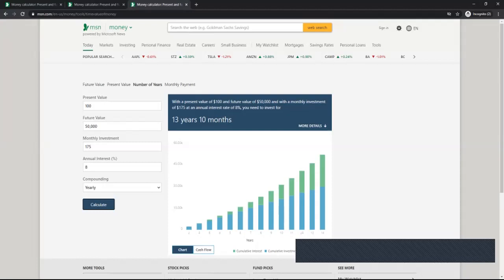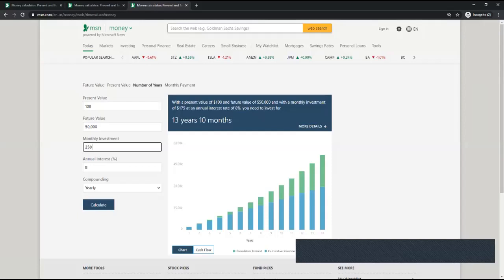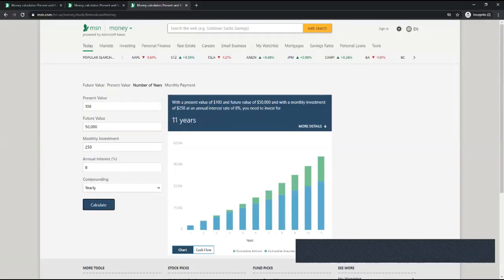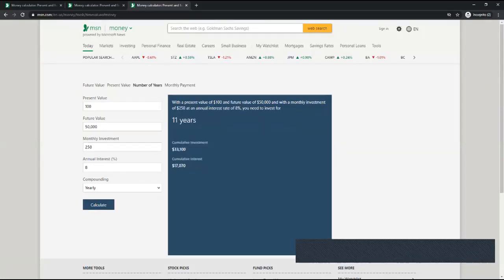Now, if you increase your monthly investment, let's say you increase it to $250, it will take you 11 years. So let's look at the details here. This is the cumulative investment, and this is the cumulative interest.